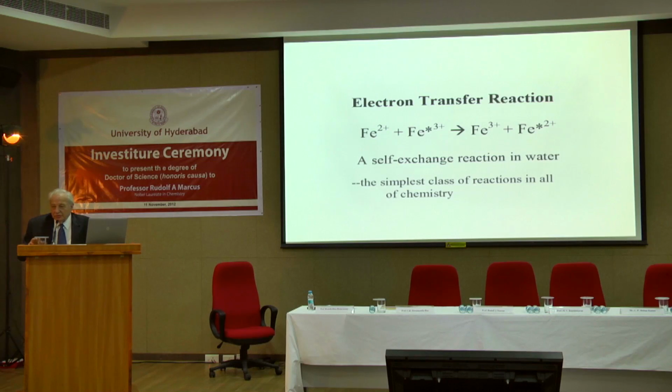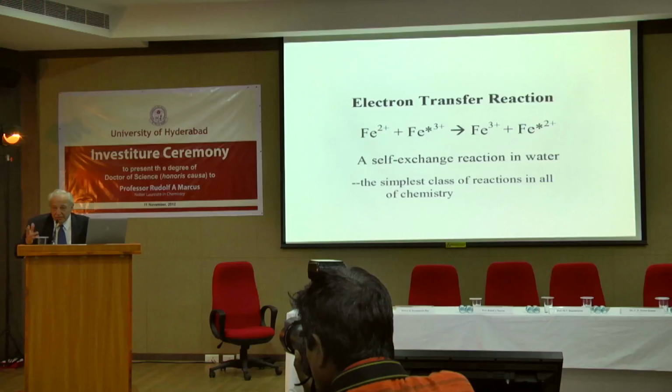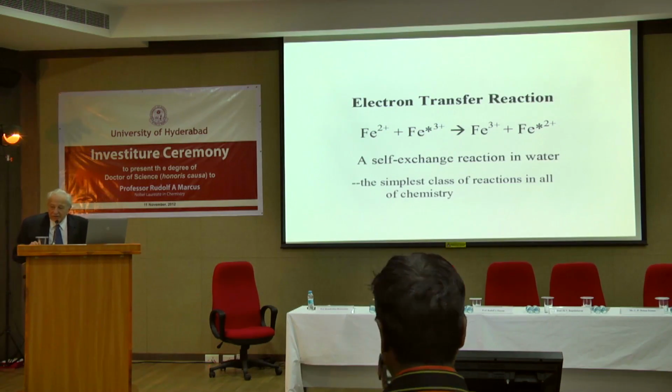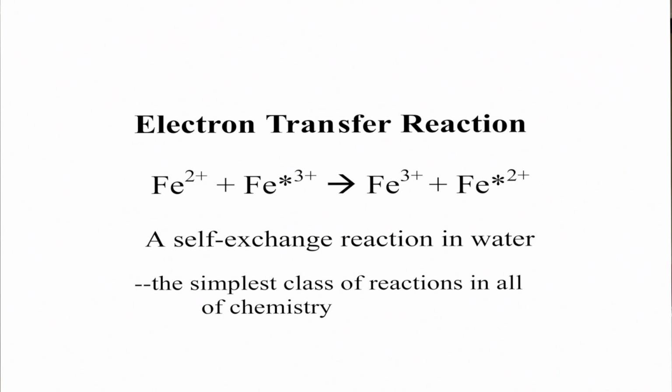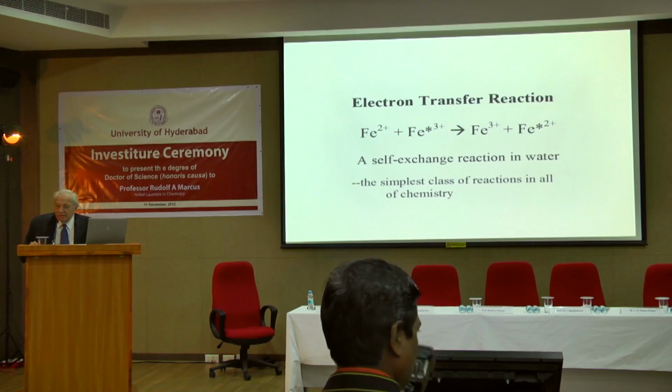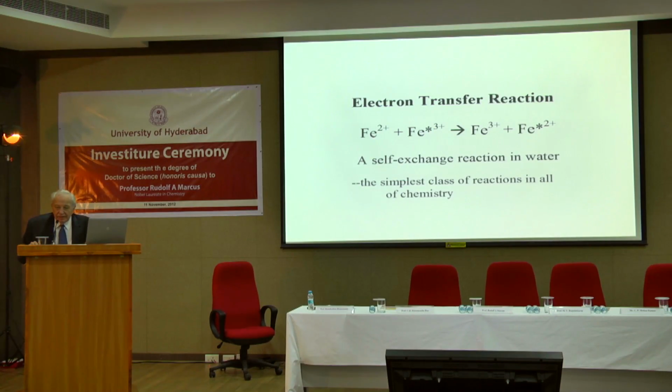As you know, in most reactions, some chemical bonds are broken, and at the same time, other ones are formed, and you have chemistry. In this particular case, in the simplest kind of it, no bonds are broken or formed, just an electron is transferred. So in a sense, this type of reaction, of which this ferrous-ferric exchange reaction, isotopic exchange, is the simplest type of reaction in all of chemistry. Now, the simplicity was several-fold.